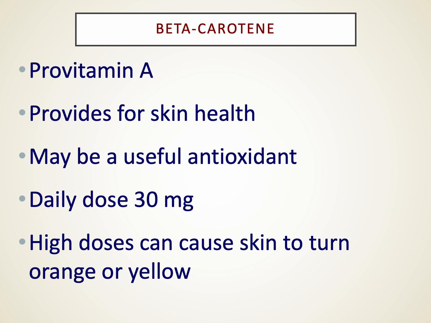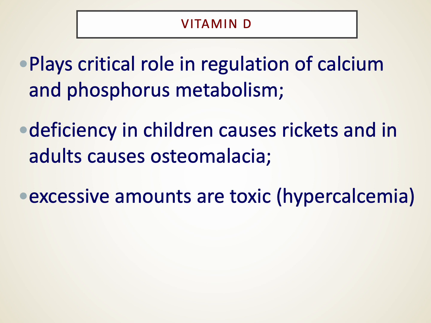Beta-carotene is converted to vitamin A and provides for skin health as well as probably some eye health as well. Let's go on to vitamin D that we talk about in the renal block here. Vitamin D is important in the regulation of calcium and phos levels. In children, deficiency causes rickets. In adults, it causes osteomalacia. And excessive amounts are also problematic in that they're fat soluble, they accumulate, and they can contribute to a risk for hypercalcemia.